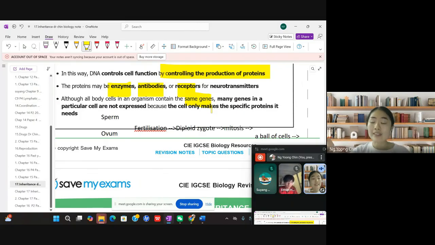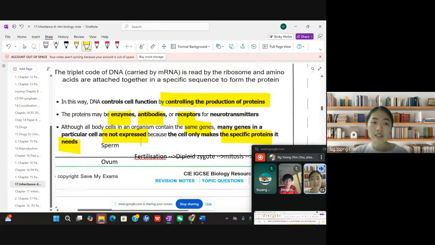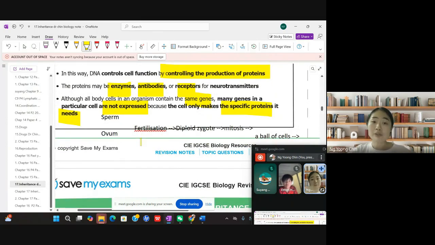So this is a key. I mean, this is an important point. The way of expression of the genes is different. Many genes in the particular cell, right? They are not expressed because the cell only makes the specific proteins if it is needed. Okay, it means that even though they have the same genetic information inside, not all is being expressed. They will only express if they need to make the proteins.